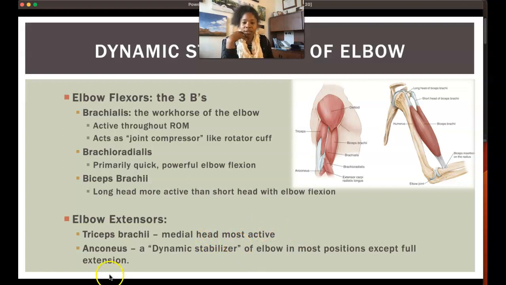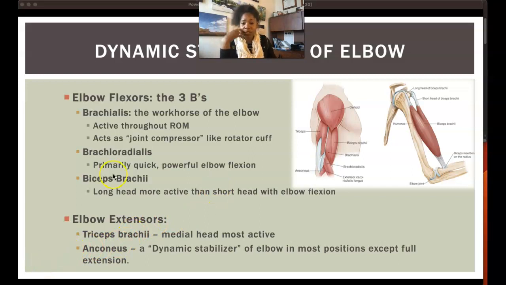And then you get the anconeus, which is also another kind of dynamic stabilizer, kind of like the sister muscle to the brachialis, but is a dynamic stabilizer of the elbow in most positions of extension. The exception would be full extension, because in full extension it's on like a slack, for lack of better words.